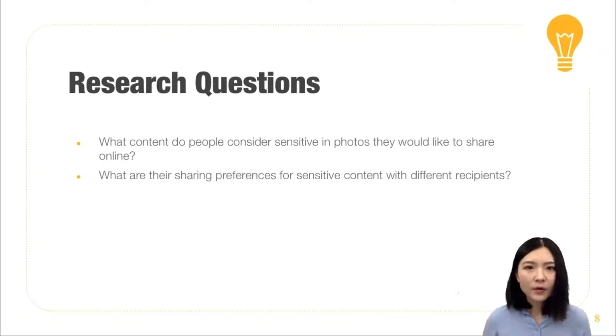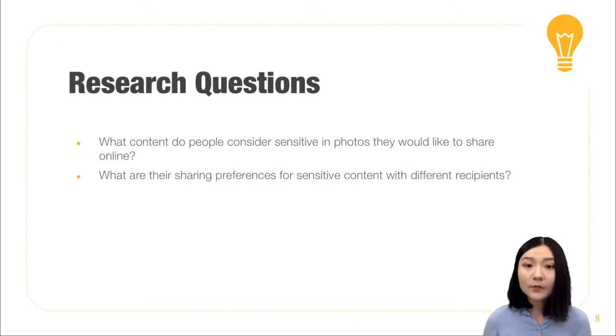We still don't know empirically what types of content people consider sensitive in photos. I've shown you a few examples, such as facial expressions, consuming alcohol. However, there might be more sensitive content that could cause privacy leakage that we may overlook.